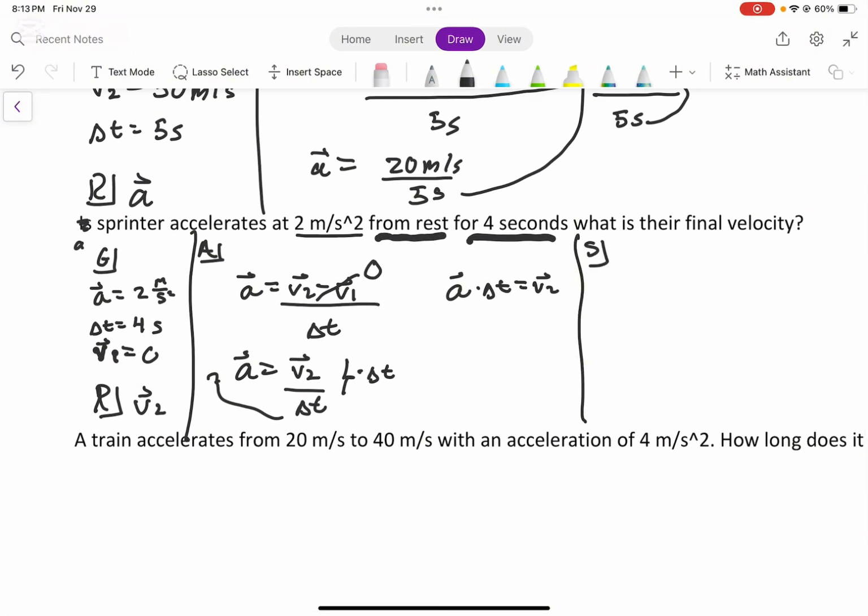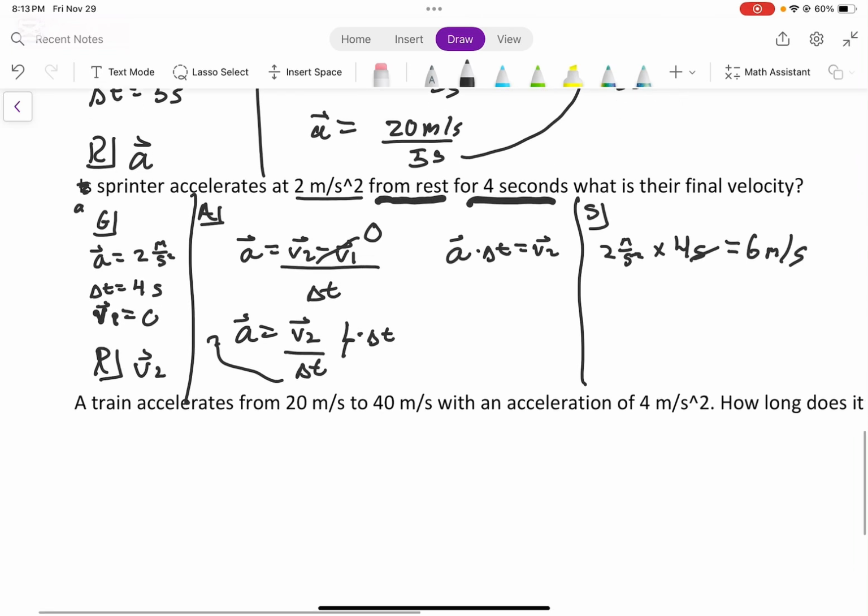So we can go solution, and we can go 2 meters per second squared times 4 seconds. And again, you'll notice that in this case, the seconds is on the bottom. The seconds here will actually just cancel out with the seconds squared. So you're left with meters per second, which is the unit for velocity. And in this case, it will be 6 meters per second. And that we have the answer for that question.